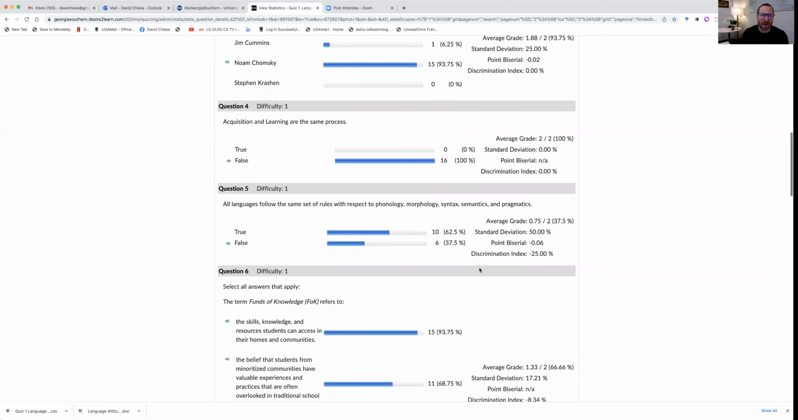Question 5. All languages follow the same set of rules with respect to phonology, morphology, syntax, semantics, and pragmatics. Ooh, so this is a very interesting one. Standard deviation, we have 50%. Okay, so you really don't think similarly, almost half and half. The point biserial is negative 0.06. Discrimination index is minus 25. Okay, so here there's an issue.